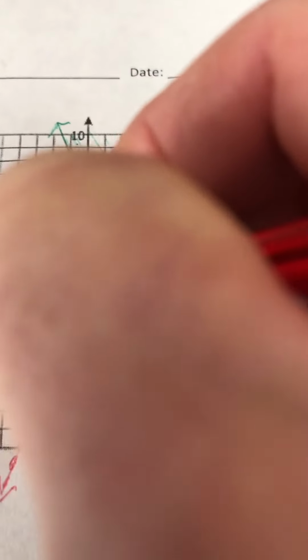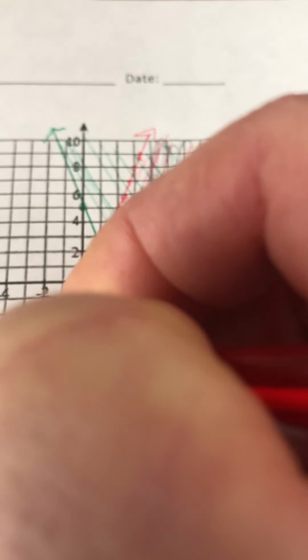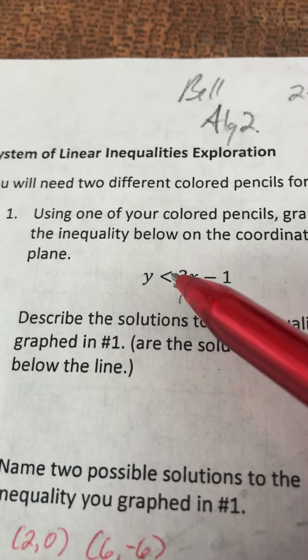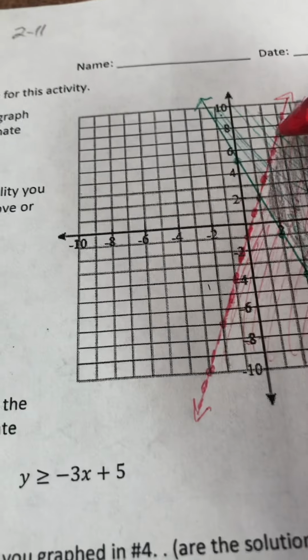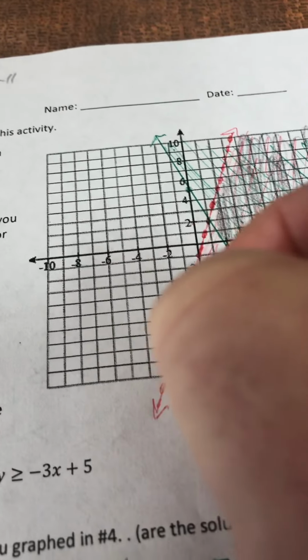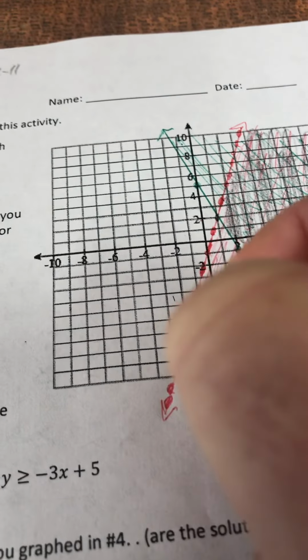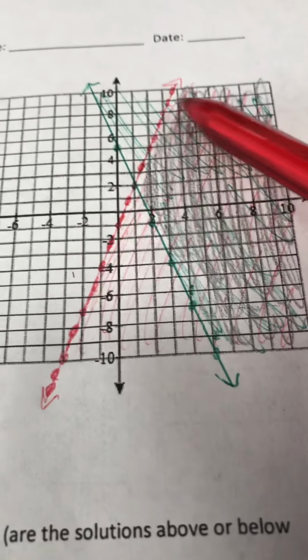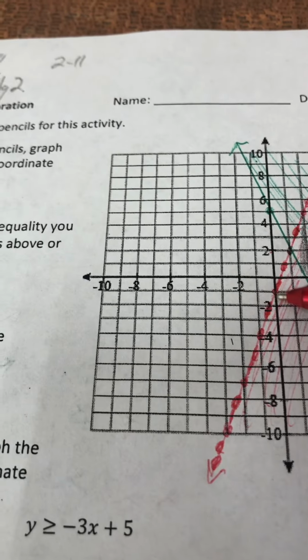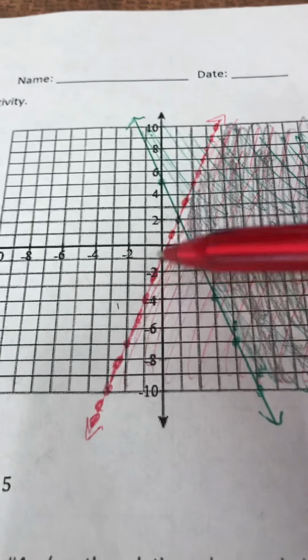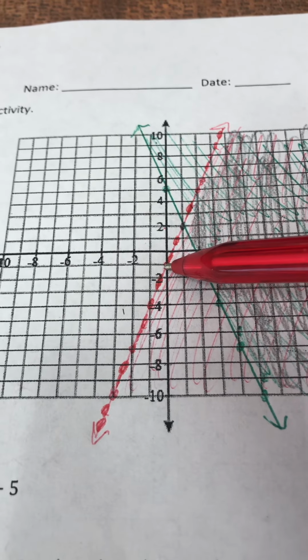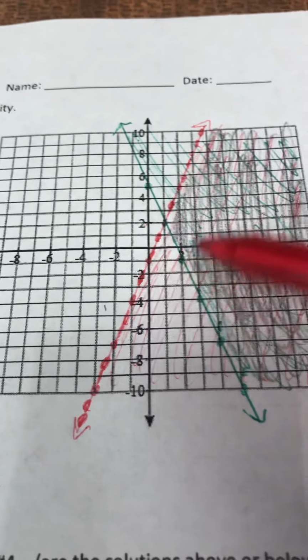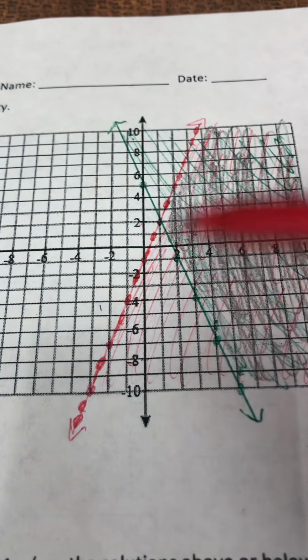This is supposed to be a dotted line, because it is not equal to; y has to be less than that. I traced it and didn't really dot it, but hopefully you understand that it's a dotted line. And y is less than it. So let's go back to the y-intercept. The y values that are less than are going to be below, so down. So anything below this line, even though it's pretty steep, everything below it.